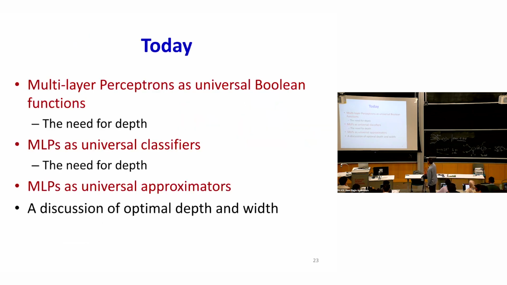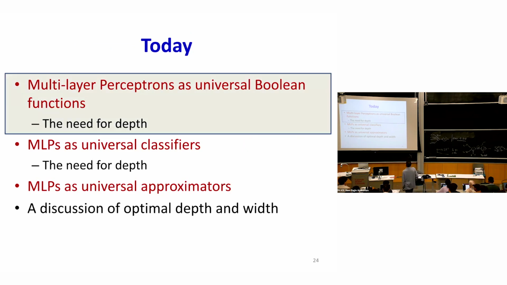We're going to talk about multi-layer perceptrons as universal Boolean functions and the need for depth. We're going to talk about MLPs as universal classifiers and the need for depth, and as universal approximators. And once again, we're going to talk about depth and the trade-off between depth and width.